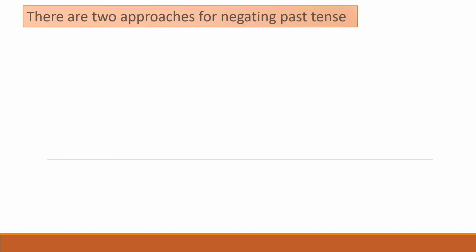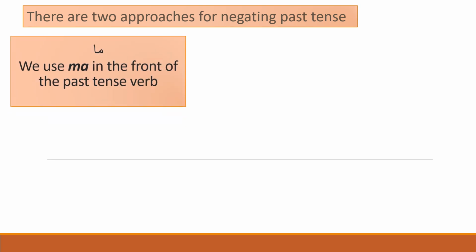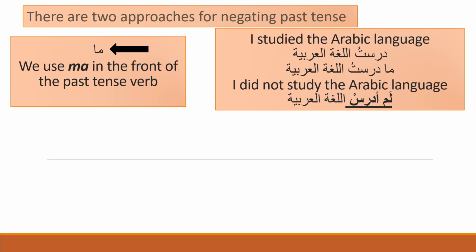Now let's learn how to negate past tense. We have two ways. The first one, we can use ما. We can use ما in front of the past tense verb. درست اللغة العربية. To negate, we say ما درست اللغة العربية.